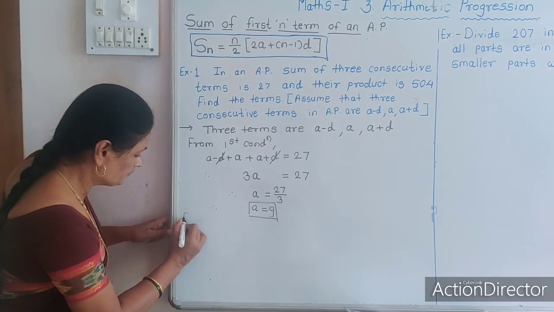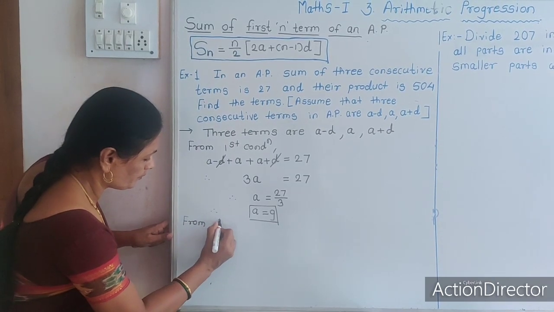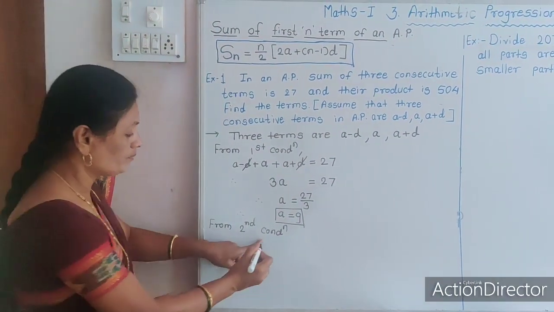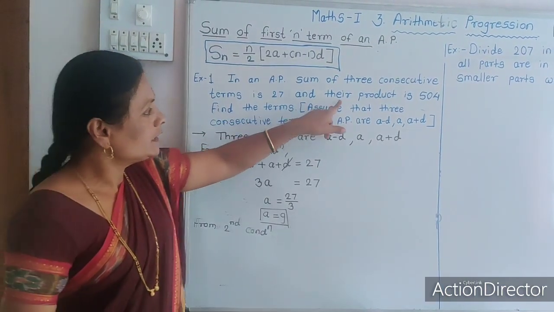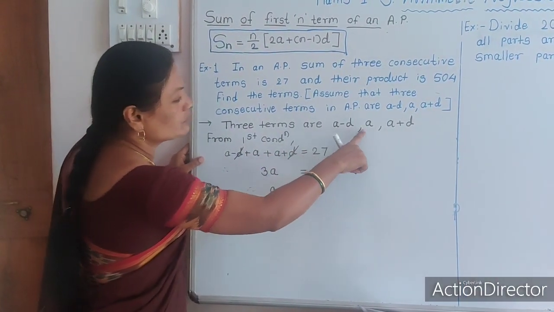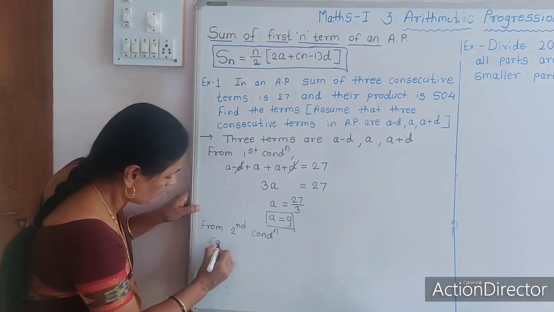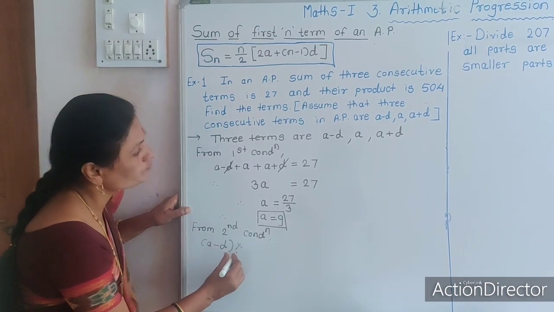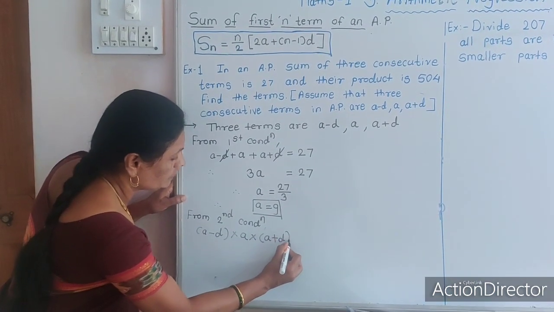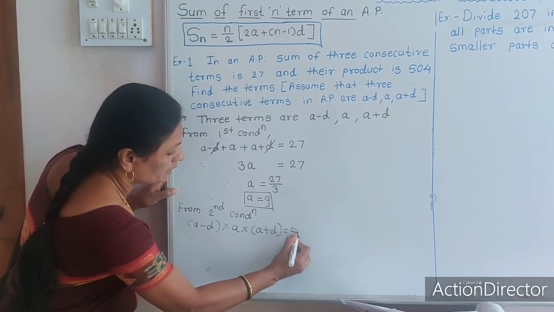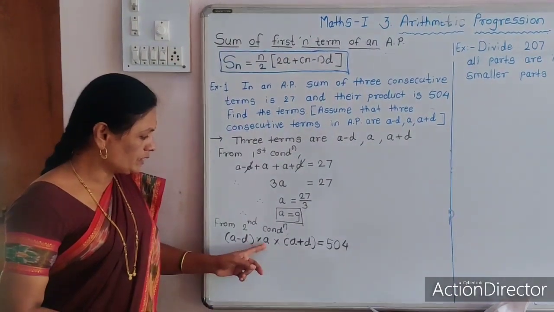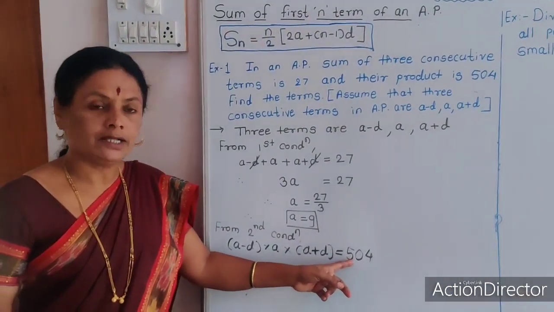Now, from the second condition. The second condition is that their product is 504. Their product means the product of these 3 terms, that is, a minus d into a into a plus d is equal to 504. From the second condition, a minus d into a into a plus d is equal to 504.